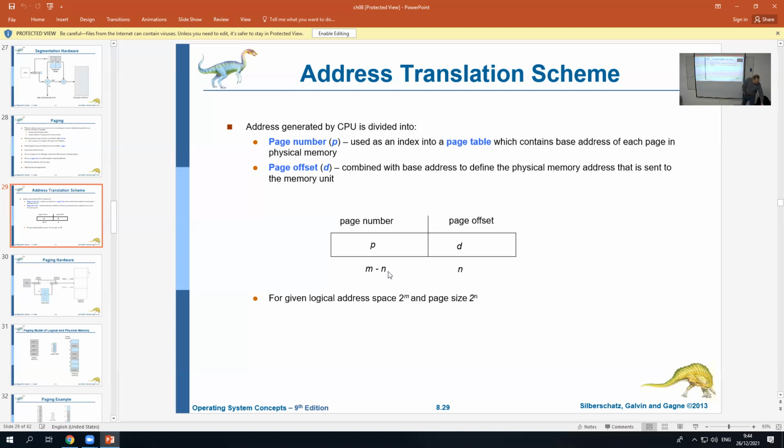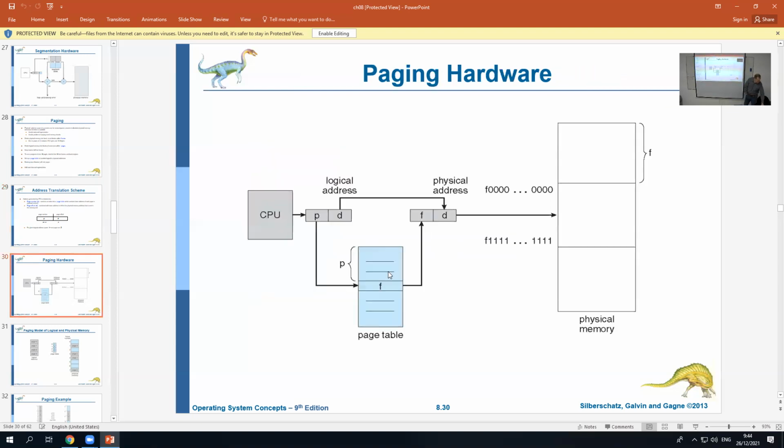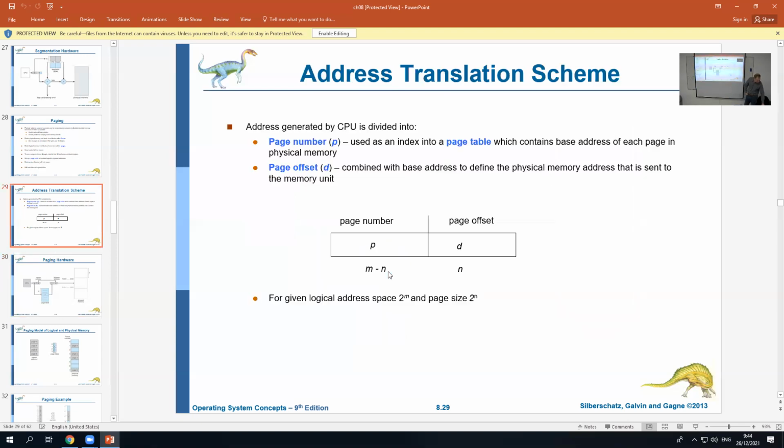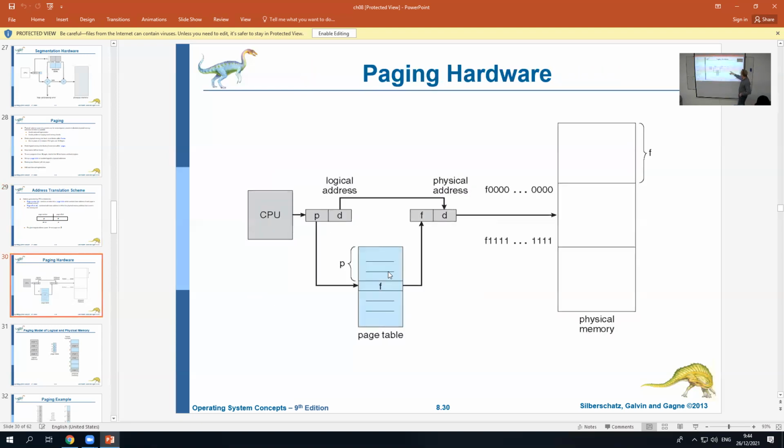Well, maybe there's a picture. Let me see if there's a picture. Yeah, let's look at this picture. Let's say that each of these is a page. I mean, page table.